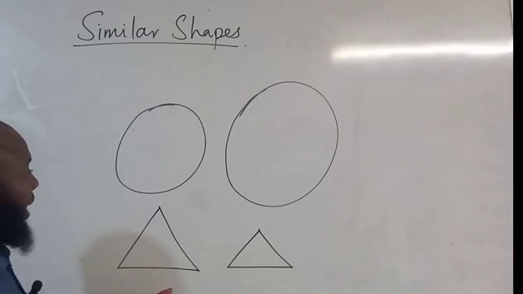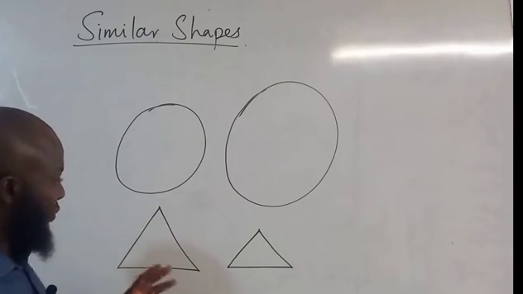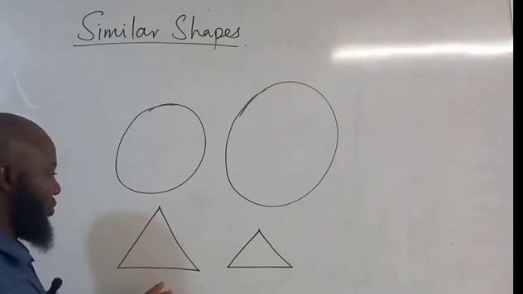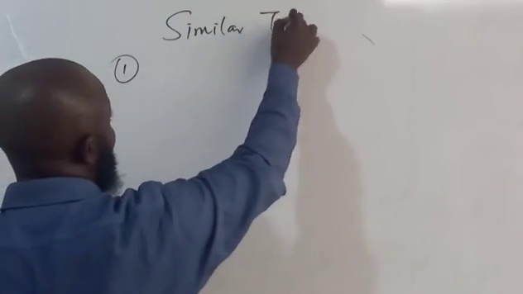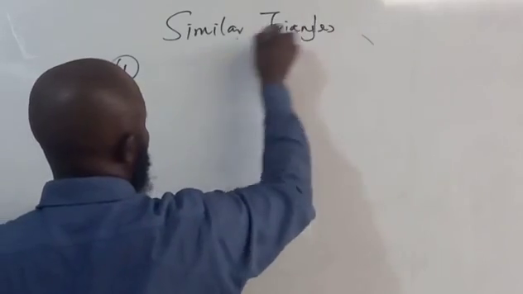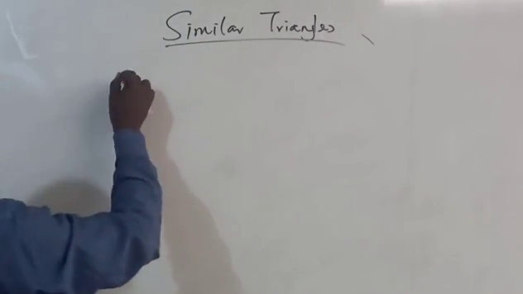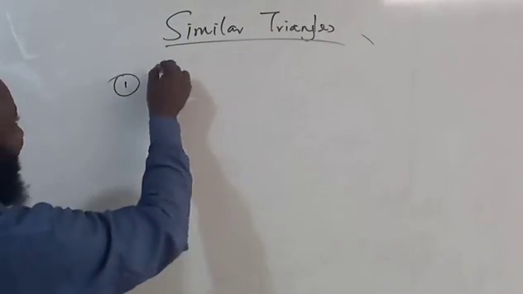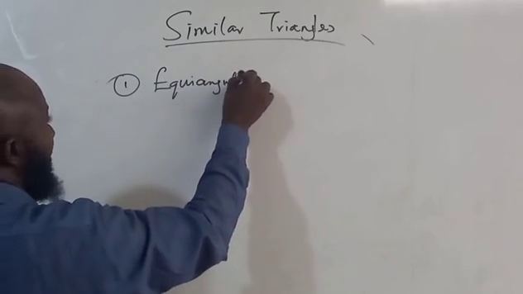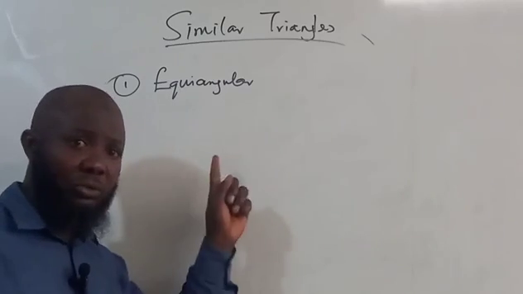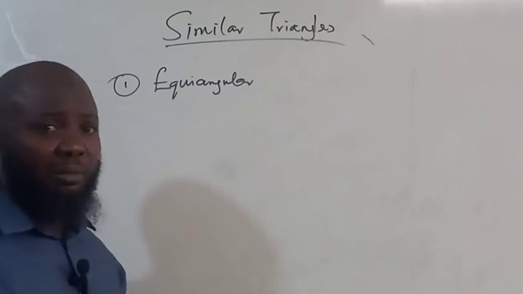So what we're going to do now is basically focus our attention on triangles. Similar triangles, let me put it that way. Two triangles will be similar if they are equiangular. If they are what? Equiangular. Meaning that the two triangles must have the same angles.